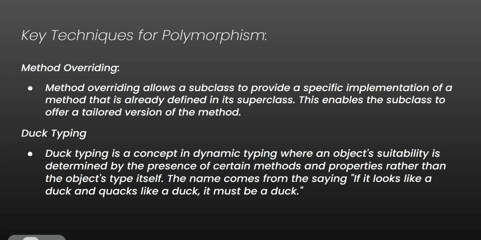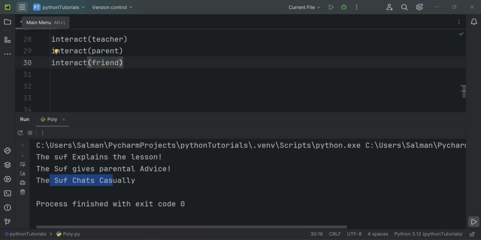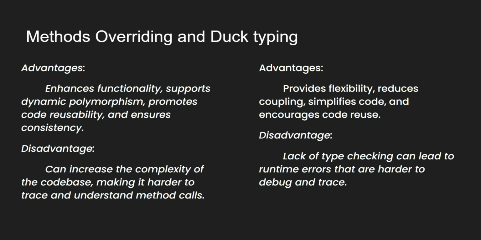The name comes from the saying, if it looks like a duck and quacks like a duck, it must be a duck. This demonstrates how the same person can behave differently depending on their role, teacher, parent, friend, they are acting in, showcasing polymorphism. And these are the advantages and disadvantages of method overriding and duck typing.